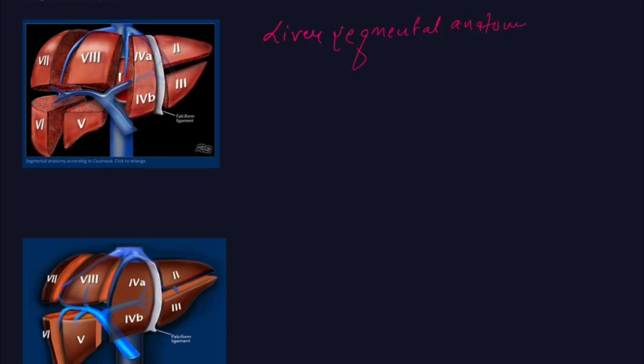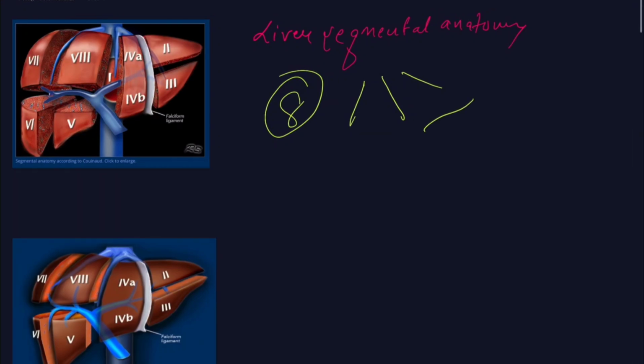So according to the Couinaud classification, liver is divided into 8 segments, okay, via 3 vertical planes, and the horizontal plane is formed by the left and the right portal vein. So these 8 segments are actually functionally independent of each other, okay.